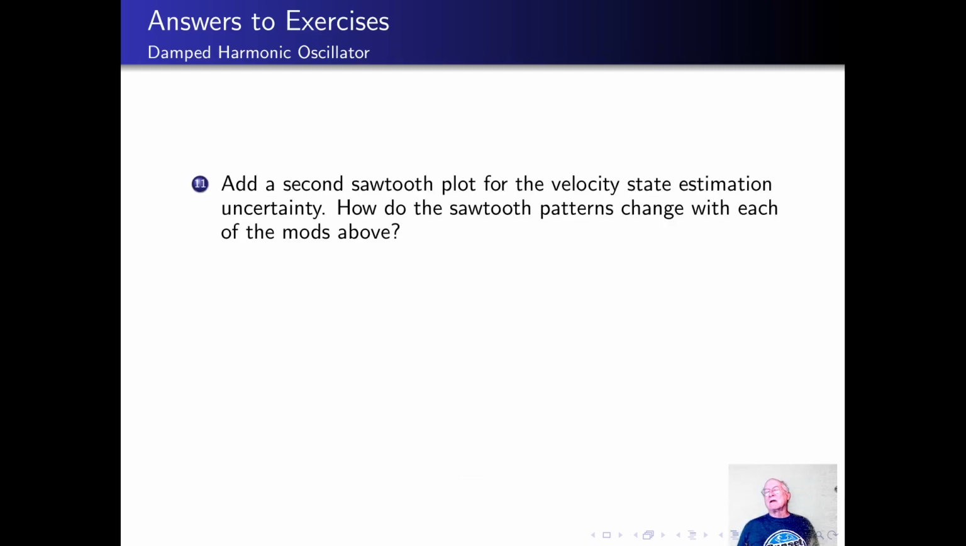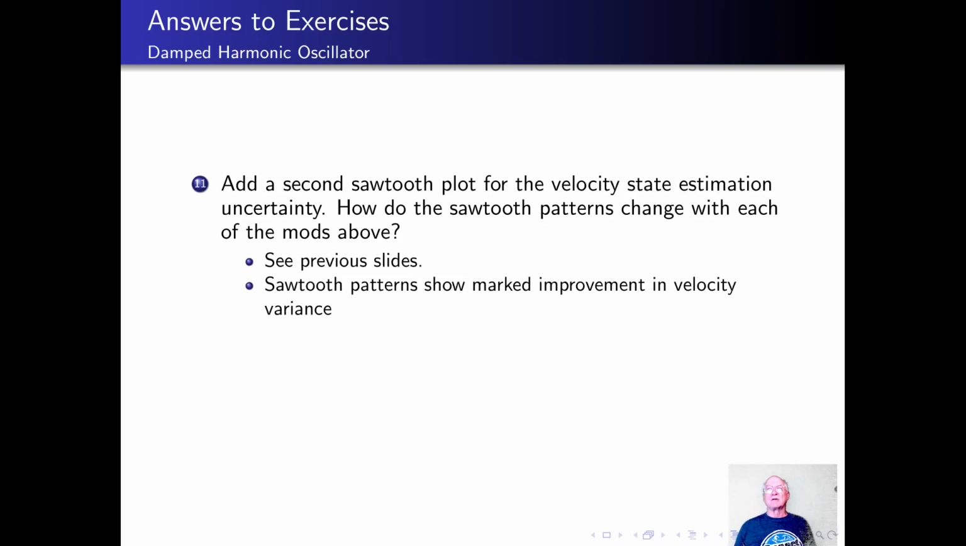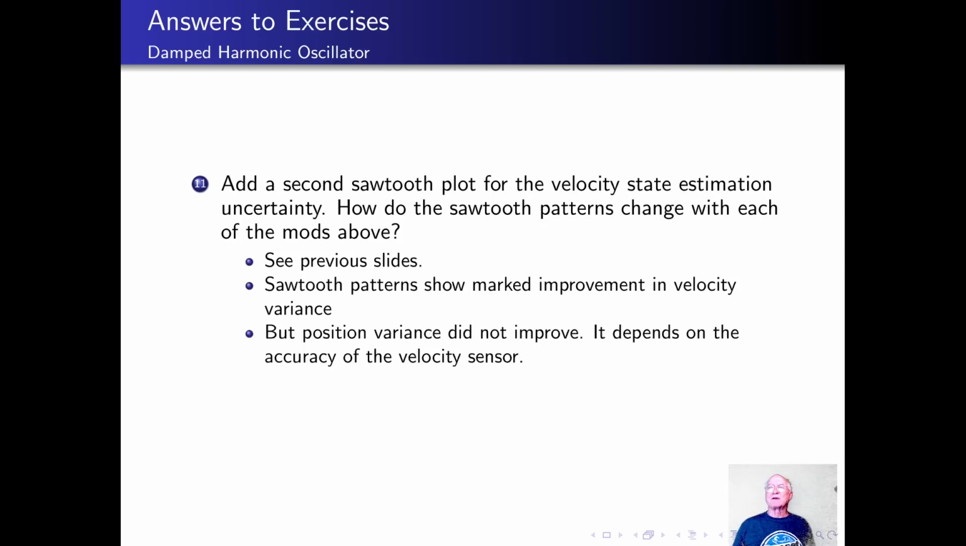So the final exercise was to add a second sawtooth plot for the velocity state estimation, which I've done in both the constant velocity motion model and also the damped harmonic oscillator motion model. So just take a look at the previous slides. And of course, we saw a marked improvement in velocity variance. And the position variance, as I mentioned, is problematic. We'll have to figure out what that was.